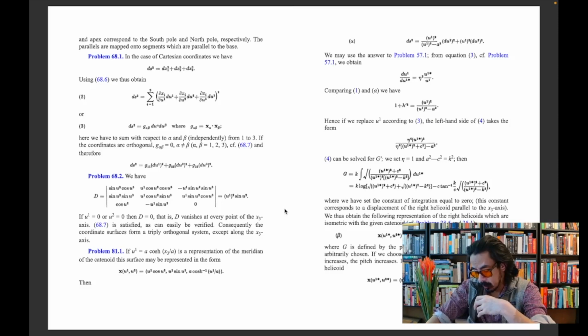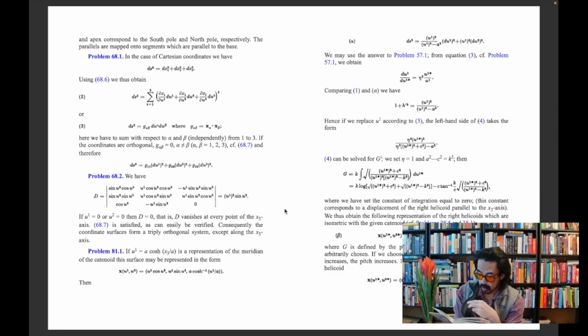But that expression that was referenced just now is u1 squared equals nu squared times the quantity u1 star squared plus c squared closed quantity. So as a result of that, getting back to problem 81.1, we have that basically the ratio of du1 to du1 star is equal to nu squared times u1 star over u1.